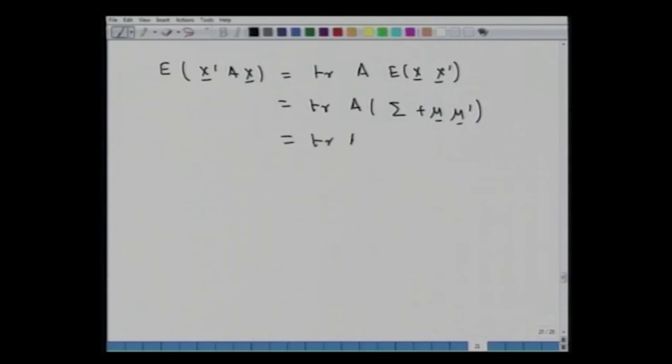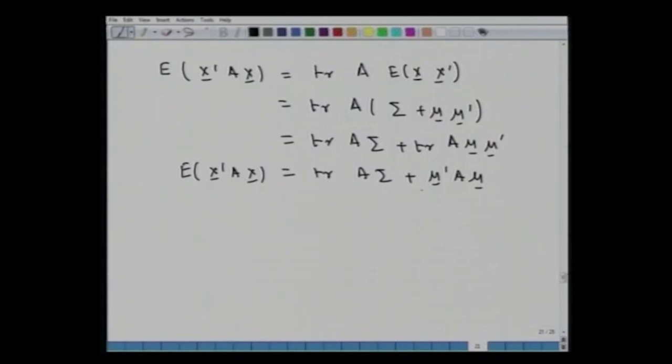So, this expression is just the trace of A sigma plus the trace of A mu mu transpose, and that can be written as mu transpose A mu, using once again the result that trace of AB equals trace of BA. So, what we have is the following result: if we have a multidimensional random vector X with mean vector mu and covariance matrix sigma, then the expectation of this quadratic form is just given by the trace of A sigma plus mu transpose A mu. A similar result for the variance of this quadratic form can also be derived.